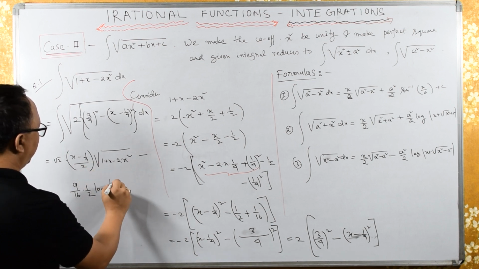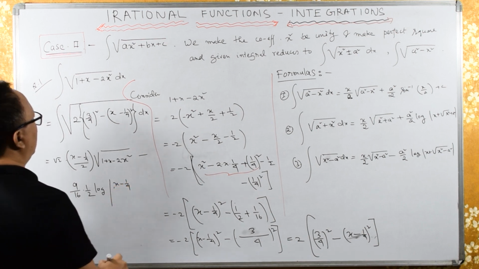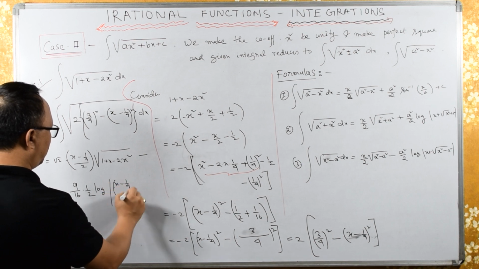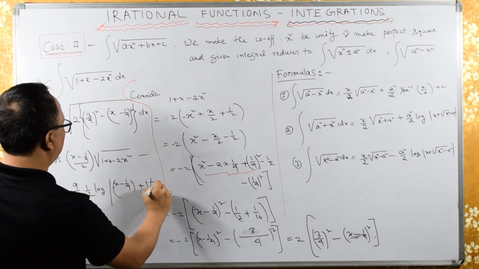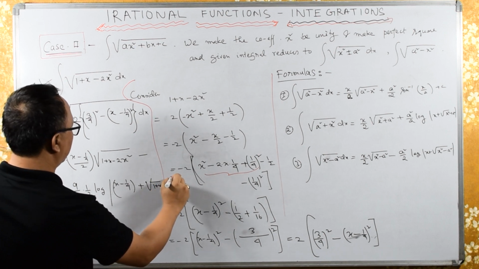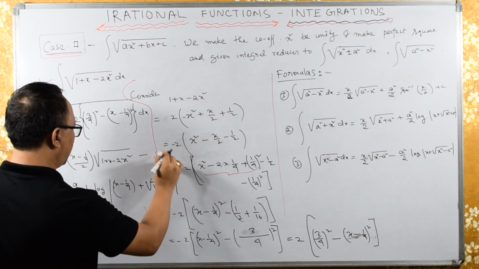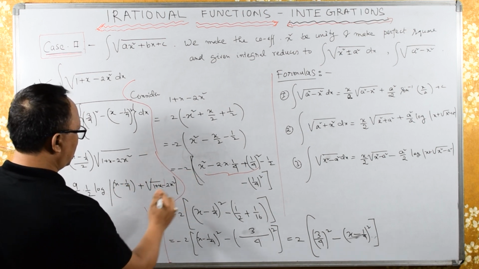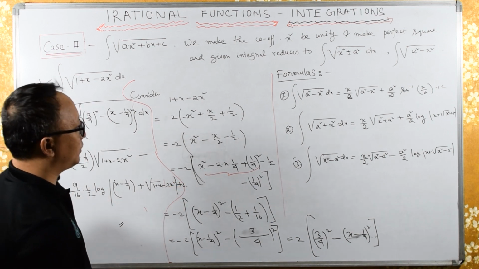Here 2 log of x, where x is x minus 1 by 4, plus this square root of 1 plus x minus 2x square. You can keep it like this, plus some constant. This is the required answer for question number 1.